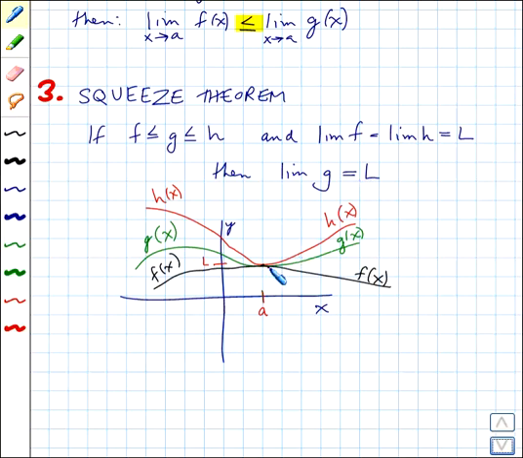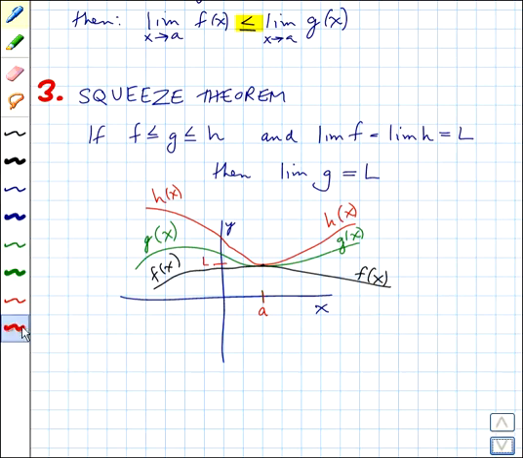And all it means is to say that if you have a sandwich made of this top one h and the lower one f, then you squeeze in the middle, then g of x itself has a limit equal to L. Now, this may not make sense to you right now, but you'll see it in the problems that you'll do.